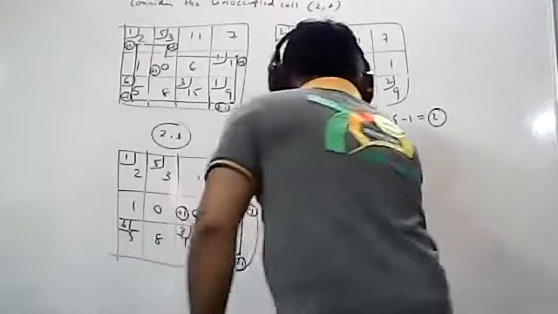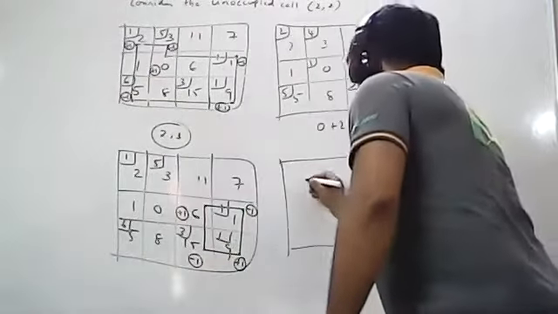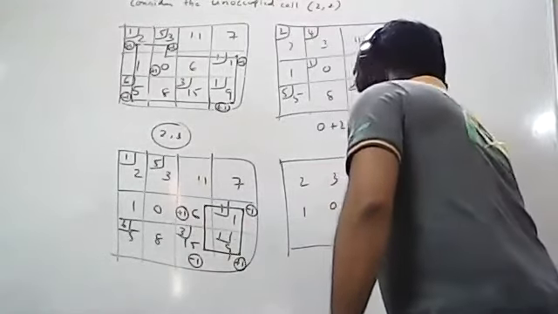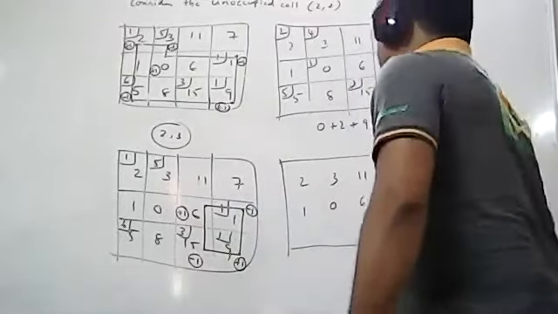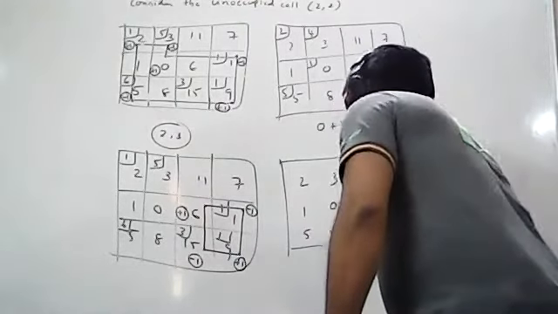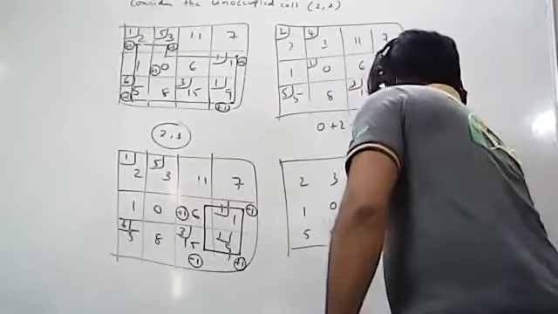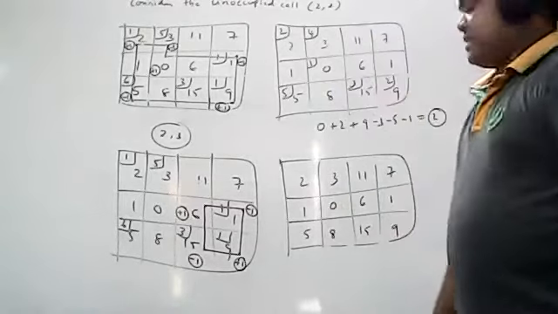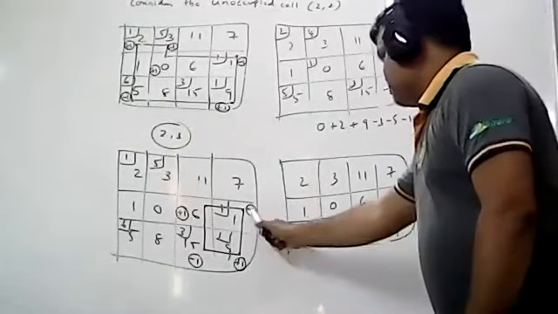Okay. Now again quickly draw the table. So 2, 3, 11, 7. Next one is 1, 0, 6, 11, 6, 1. Next one is 5, 8, 15, 9. Okay. So now wherever loop is there, first do this one.